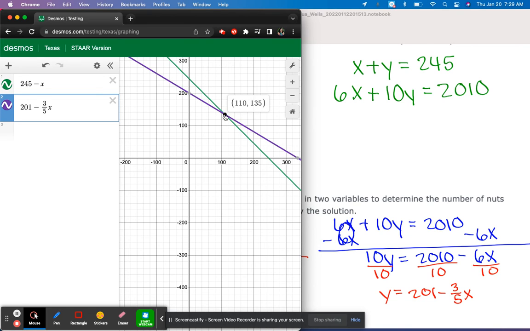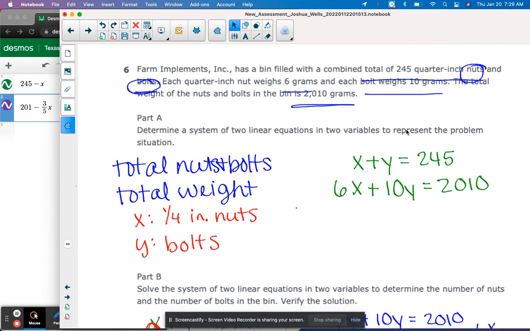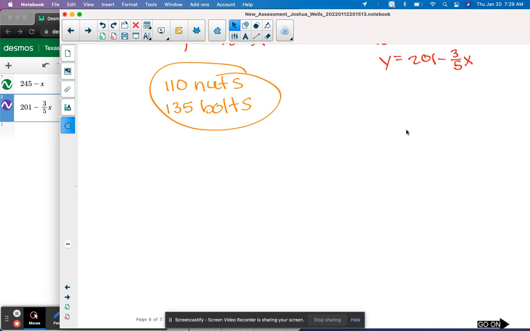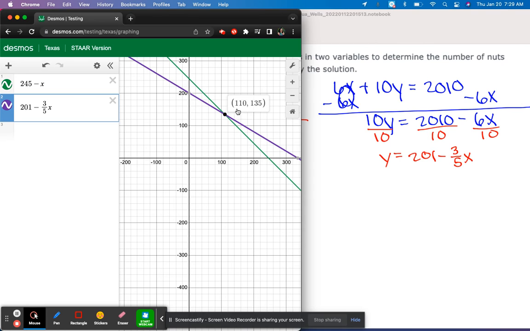is that I have 110 nuts and 135 bolts. There we go. So there is our answer for that equation. So again, if we look at the intersection point, that is where I got those two numbers from.